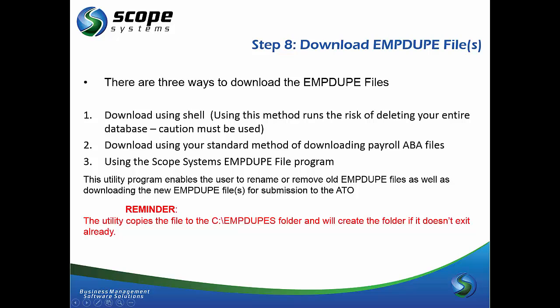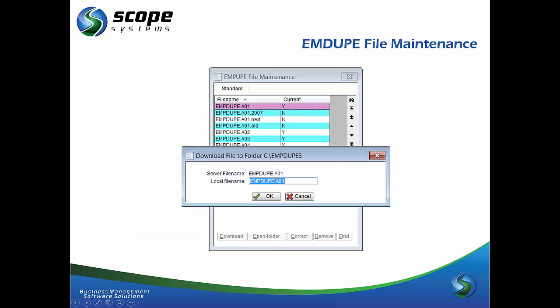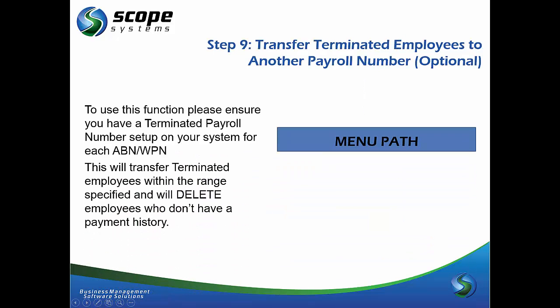program. This program copies the file to your C drive, and it will create an EMPDUPEs folder if you don't have one there already. This is the EMPDUPE file maintenance program that is available from Scope Systems. You just pick which EMPDUPE file you want and say OK, and it will download it for you.